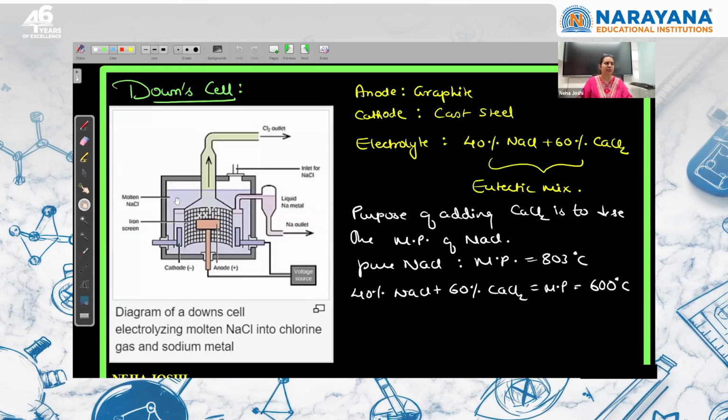Rest I think you can understand by yourself. No problem: in molten NaCl, chlorine will go to the anode, sodium will go to the cathode, right? And we will keep on removing sodium continuously. We don't want chlorine to come into contact easily with sodium, otherwise it will go back to NaCl. So we keep on removing sodium continuously to have the purest possible form of sodium.